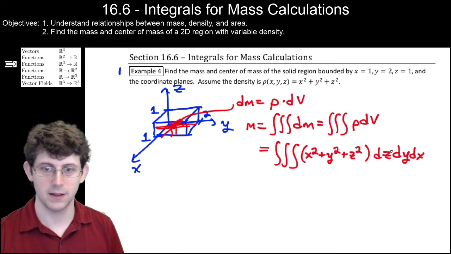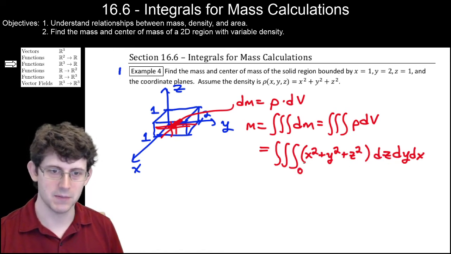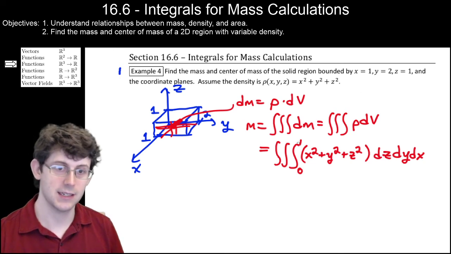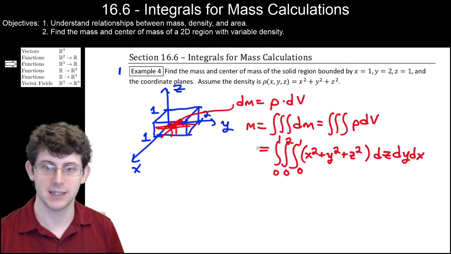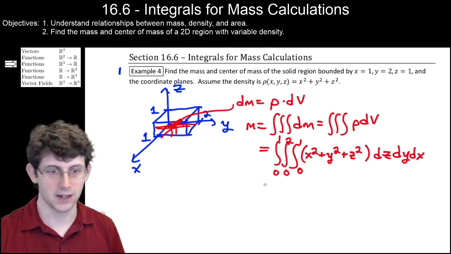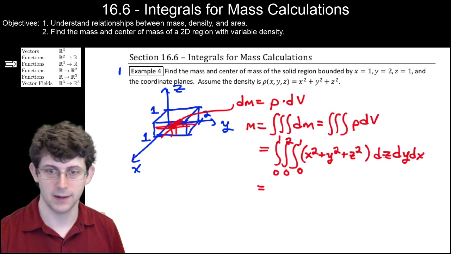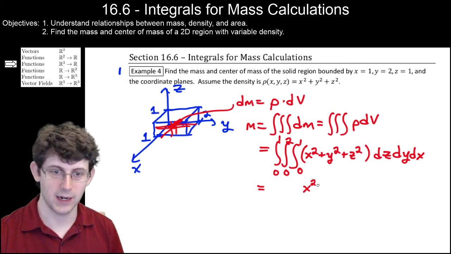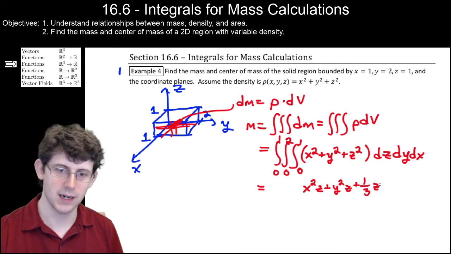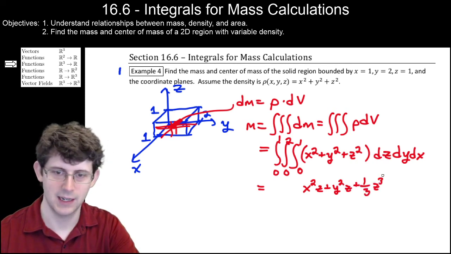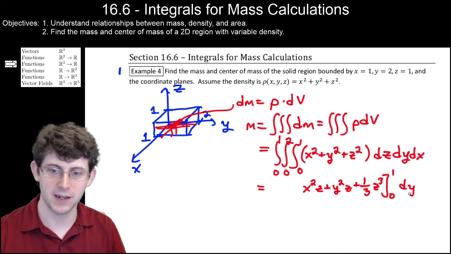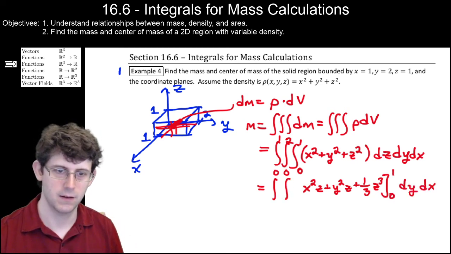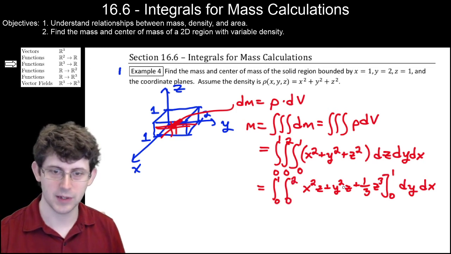The innermost integral is dz, so the bounds are from 0 to 1. The next one is dy, so we'll go 0 to 2. And the next one is dx, so we'll go 0 to 1. So this is our mass. We can do this integral. This is no big deal. So the z integral is going to be x squared z plus y squared z plus a third z cubed from 0 to 1. And all the other integrals are just weighting. When I plug in 1 here, I get x squared plus y squared plus a third.